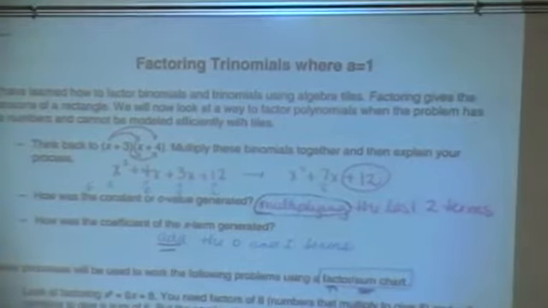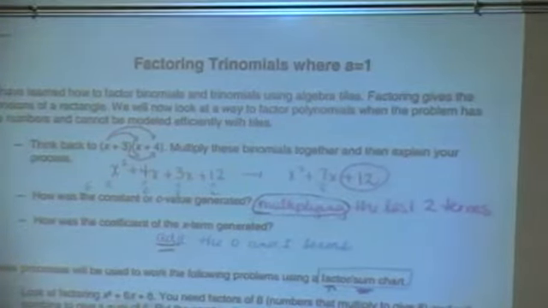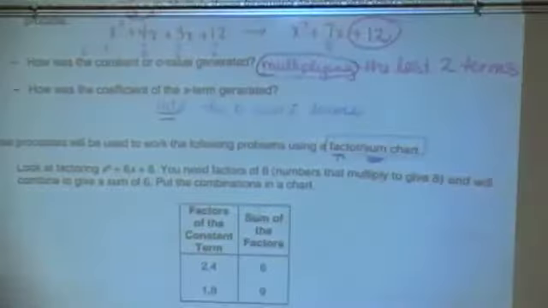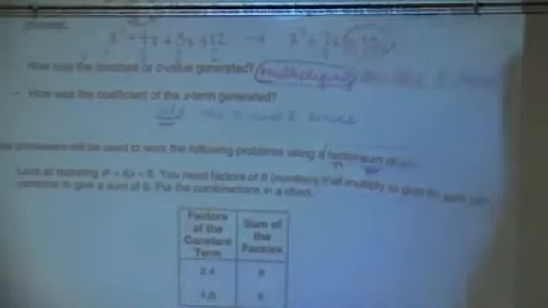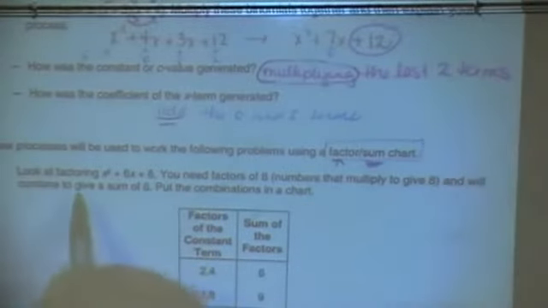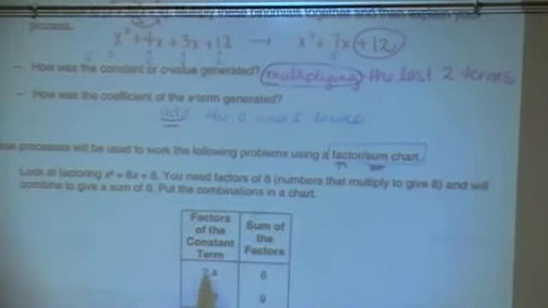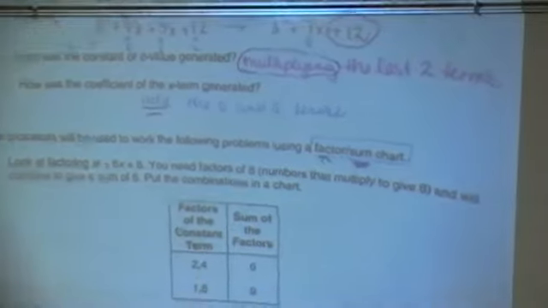Alright, so we're going to look at factoring x squared plus 6x plus 8. You need all of the factors of 8, the numbers you multiply to get 8, and then you're going to combine them to find a sum of 6. The factors of 8 are 2 and 4, and 1 and 8. If we add 2 and 4, we get 6. If we add 1 and 8, we get 9. That's what a factor sum chart looks like, and we'll do some of our own.